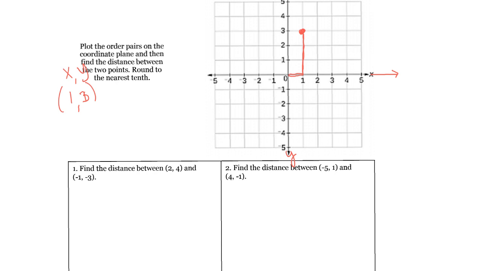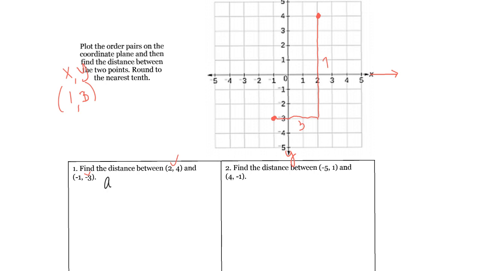So let's start on the first ordered pair. It's 2, 4. So we go over 2, up 4, and there's 1. Then it's -1, -3. So then it's down there. Now let's find the distance between the two. So I go over 3, up 7. Now that's going to be what we're putting into our formula.